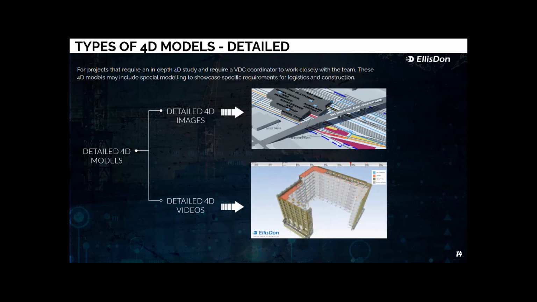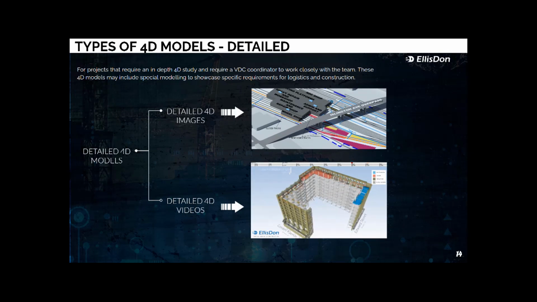Finally, there are the detailed 4D models. Now, these are models that require an in-depth 4D study and require the VDC coordinator to work very closely with the team. These 4D models may include special modeling to showcase specific requirements for logistics and construction, or to explain very complicated construction sequencing to the project team. So for instance, it also allows you to understand very large scope projects, to understand what we can close, where there might be issues with access and things like that. We can show that off in the 4D video.